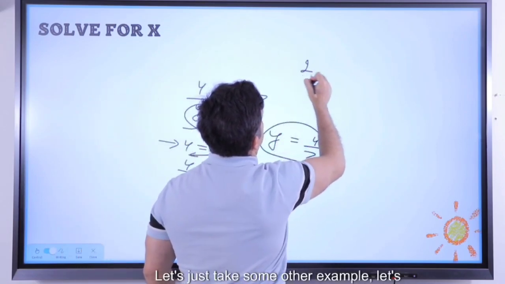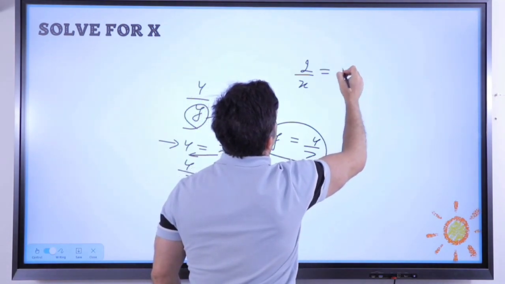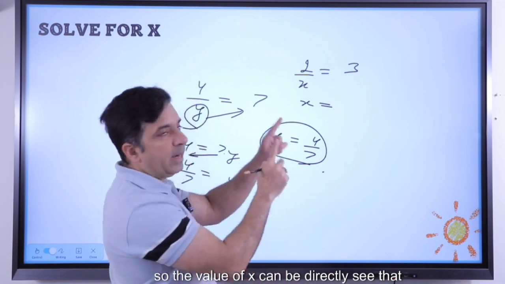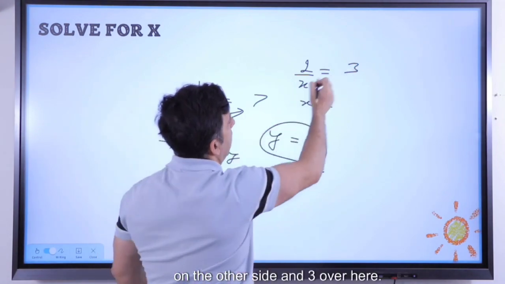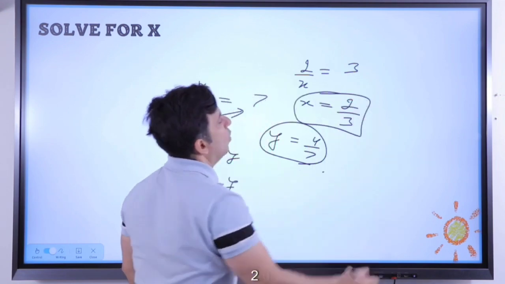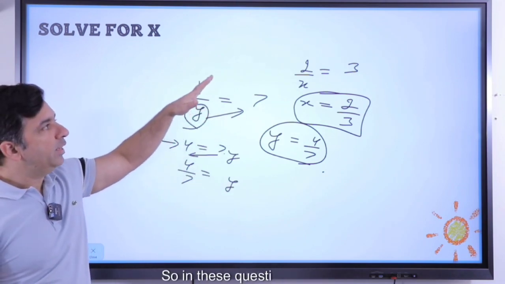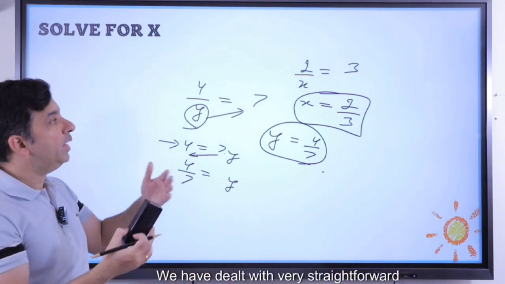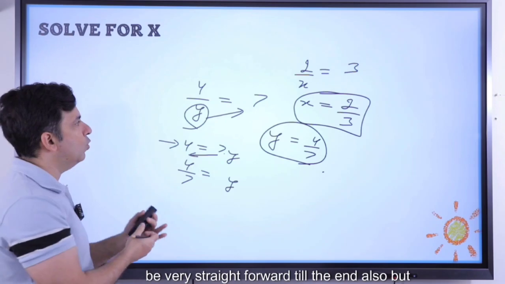Let's just take some other example. Let's say 2 upon x is equal to 3. Can we directly see that the value of x would be, if we simply take x on the other side and 3 over here, 2 upon 3. So in these questions till this moment, we have dealt with very straightforward expressions, and it would be very straightforward till the end also.